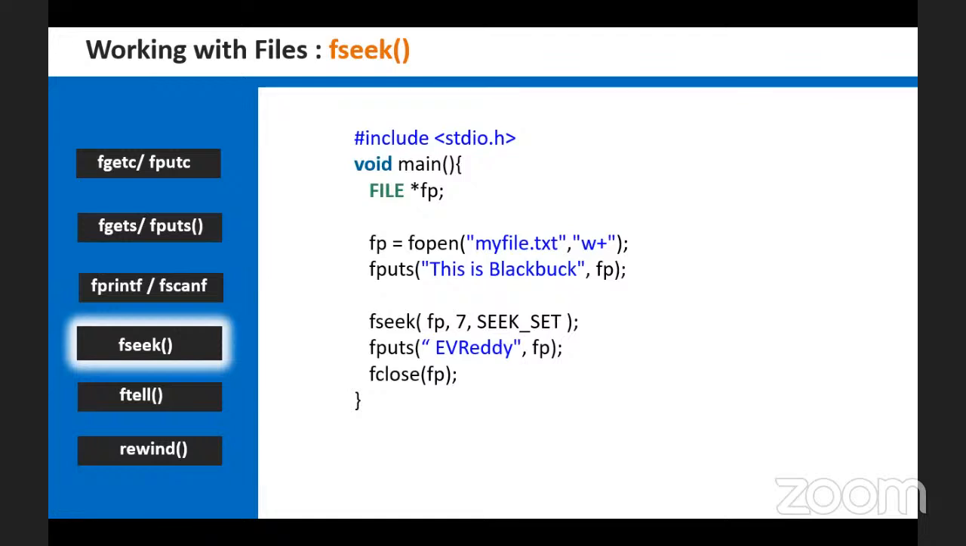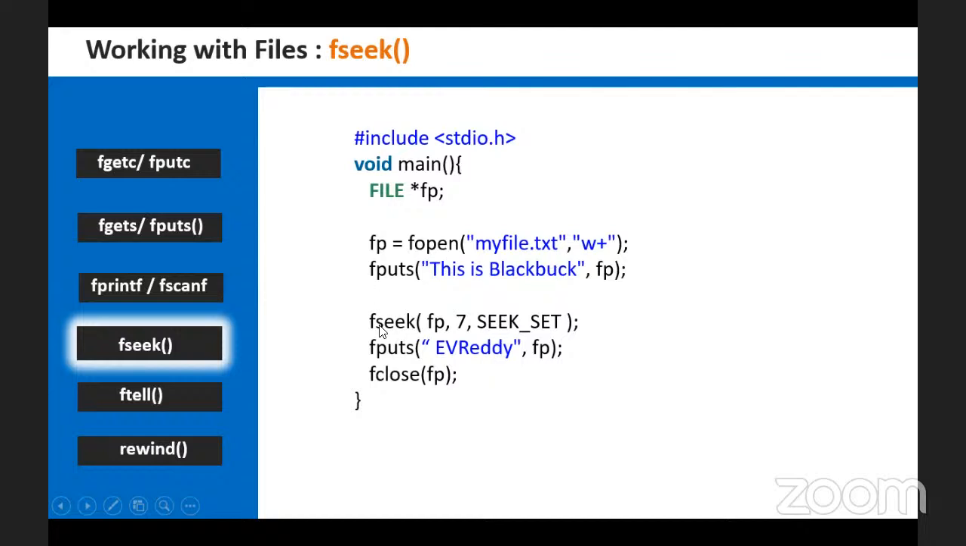Now, my requirement is that in some specific position, I want to add some text. From this specific position, I want to add my text. From where do you want to add? Say, for example, after 1, 2, 3, 4, 5, 6, 7. After this, I want to insert my text, that is EV Ready. I want to insert it, let's assume.